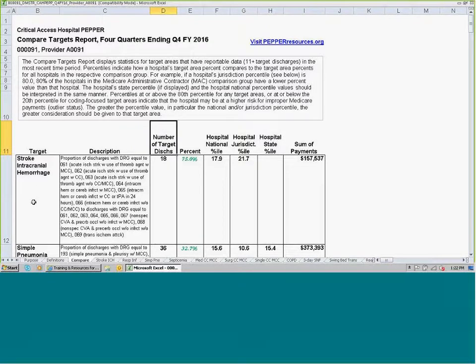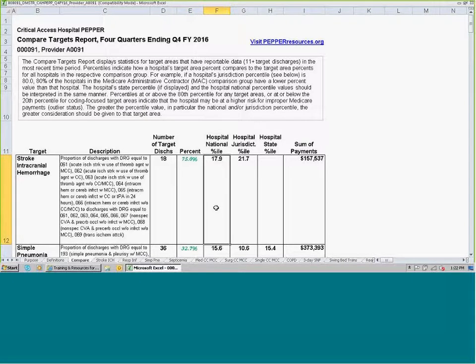So if we take a look at the first target area, stroke intracranial hemorrhage, we see that this hospital had 18 discharges that met the numerator definition. The target area percent that's been calculated is 75.0. So that's the target area percent.